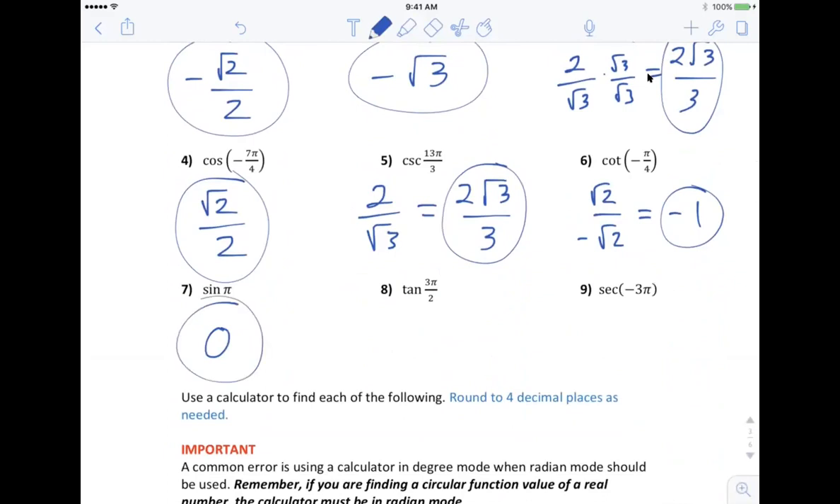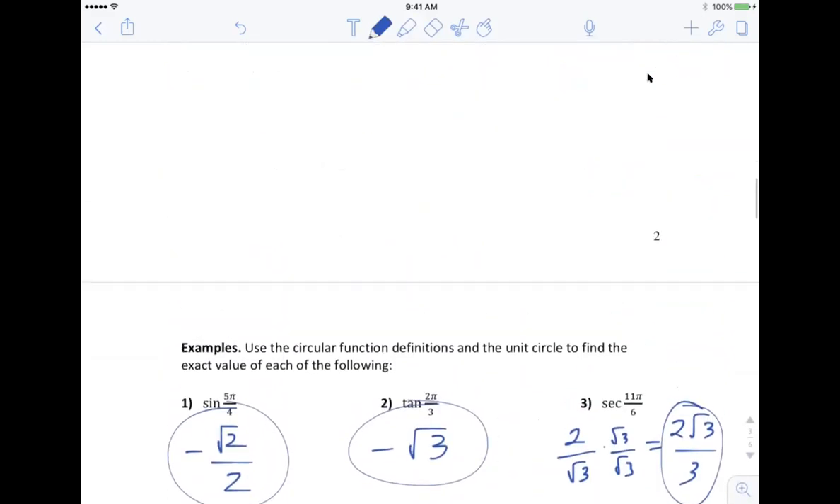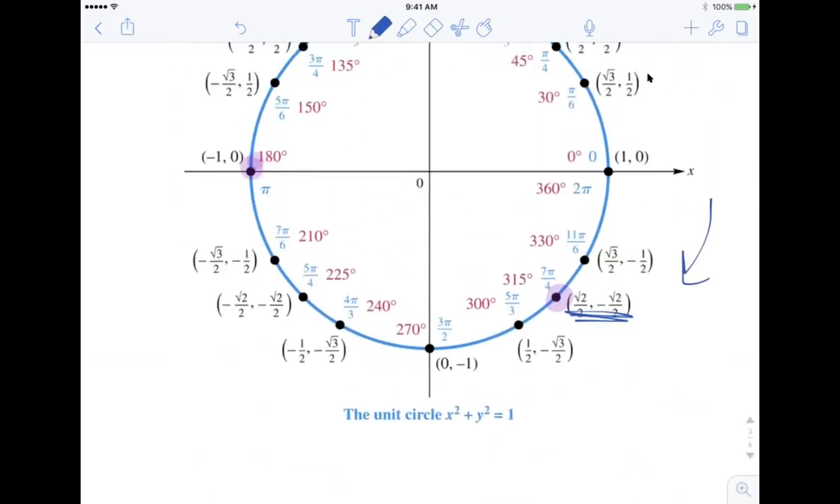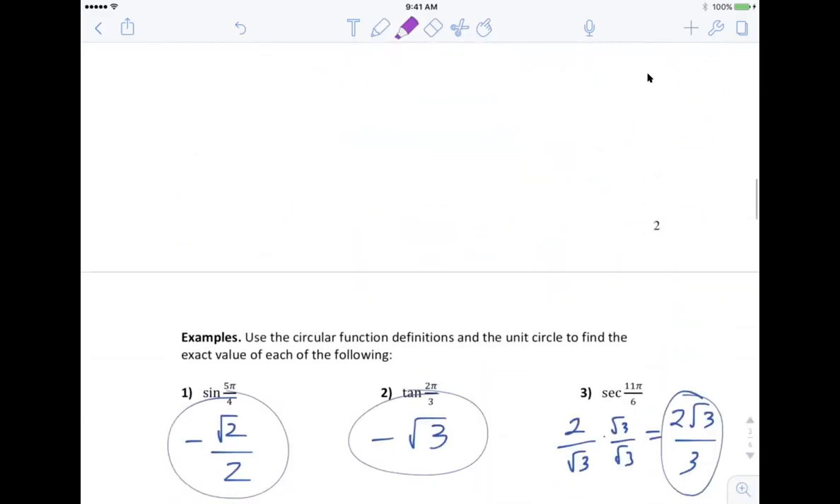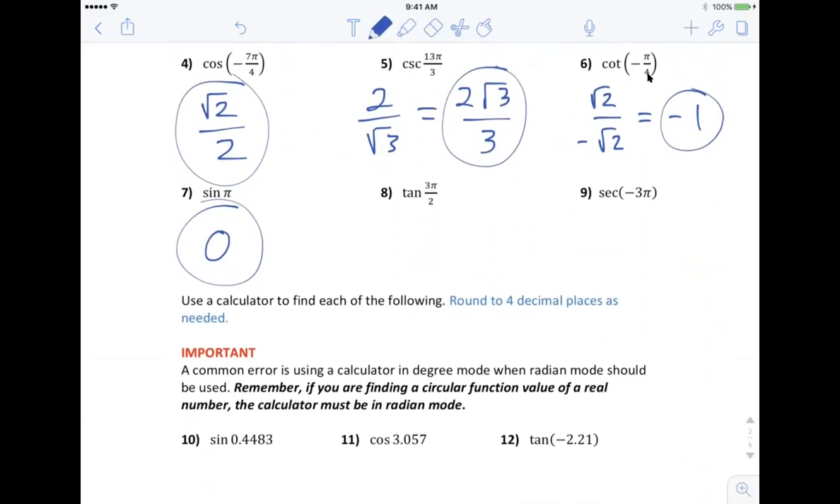Tangent of 3 pi over 2. You can locate 3 pi over 2. There it is right there. And the tangent is the y over the x. So the y is -1 and the x is 0. So -1 over 0, which since I get 0 in the denominator, that would be undefined.